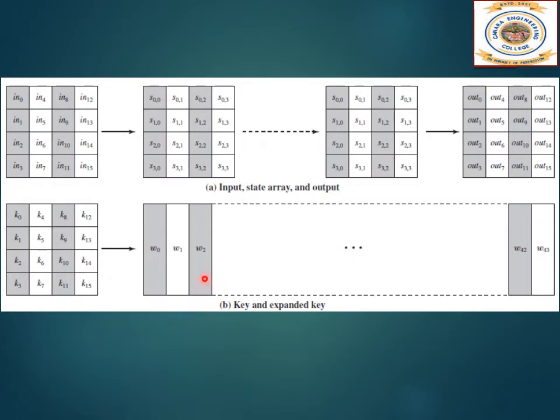In figure B, you can see how the key is also taken as a 4x4 matrix and each word is taken as 4 bytes, and the total key schedule is 44 words. There are a total of 10 plus 1 rounds. So each round will have one key, and one key is of 4 words. Therefore, we have 10 into 4, 40, and one extra round, so we have 44 words.